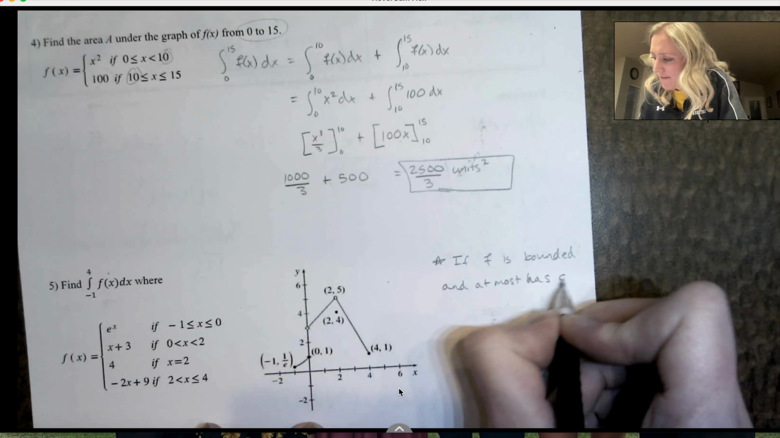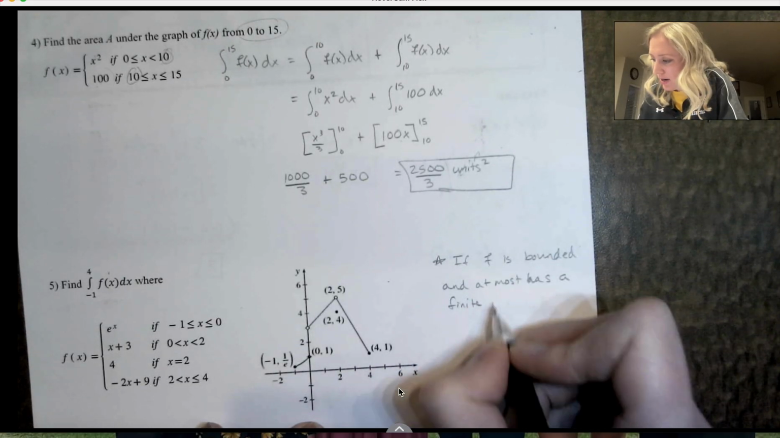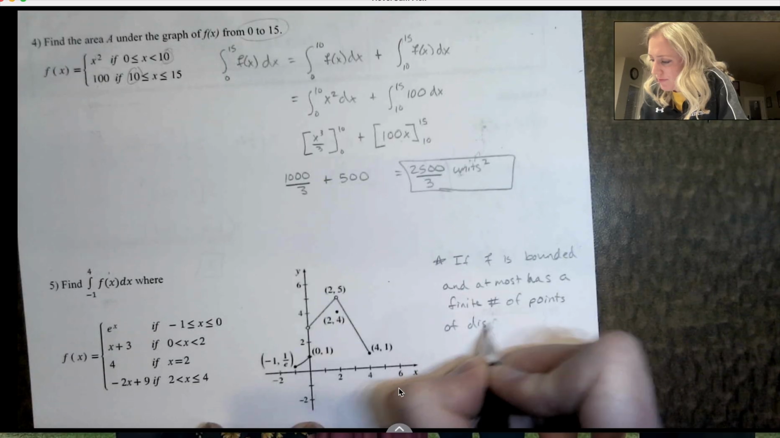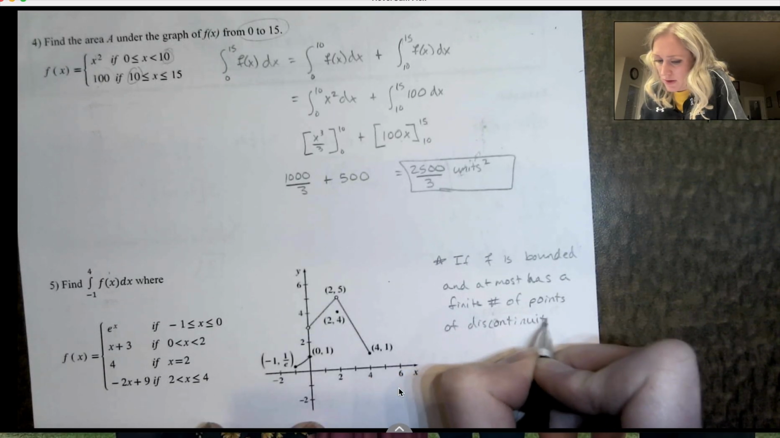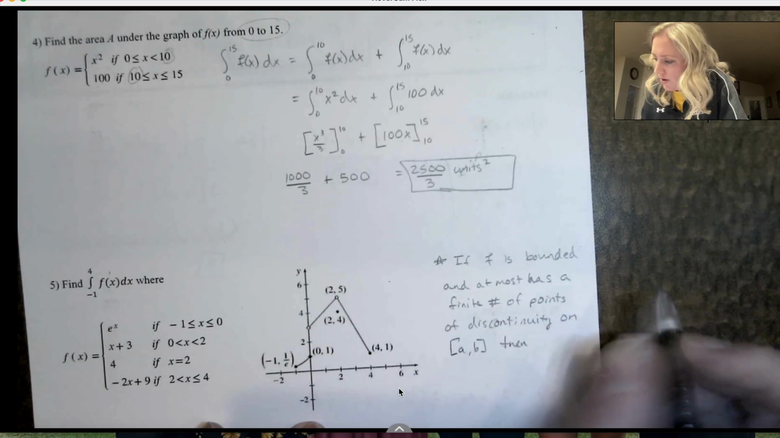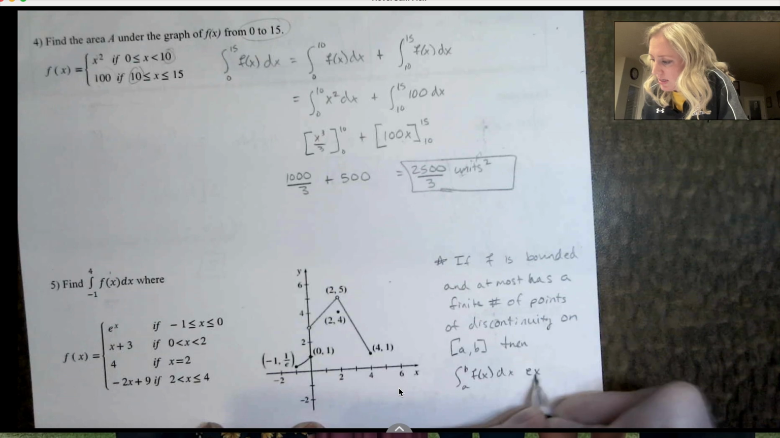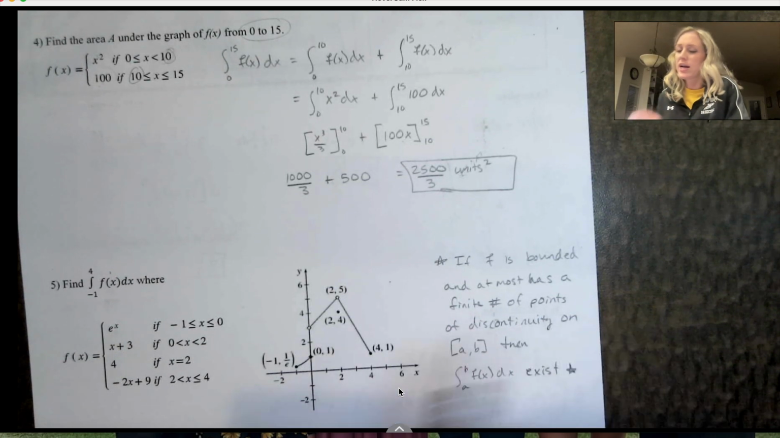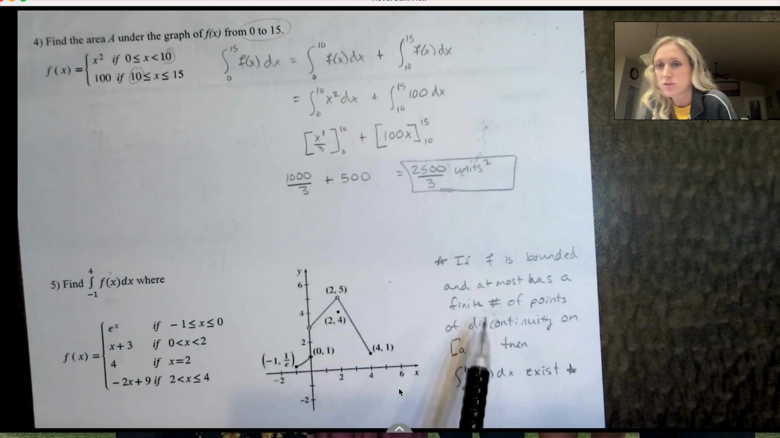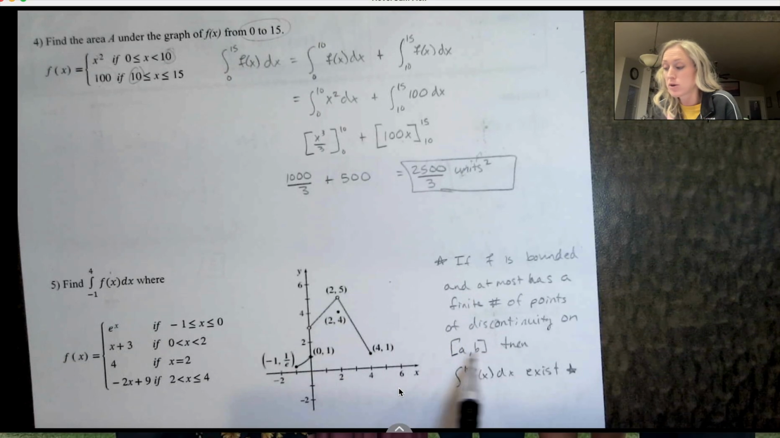has a finite, meaning we can count the number, a finite number of points of discontinuity on an interval, then our integral from a to b of f of x dx exists. So we can integrate if there are finite jump discontinuities. So the other thing is to interpret, well, then when can I not? It's when we have an infinite discontinuity. So that's something like a vertical asymptote within our interval.